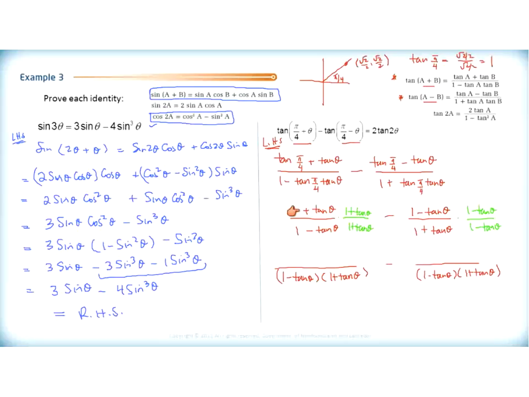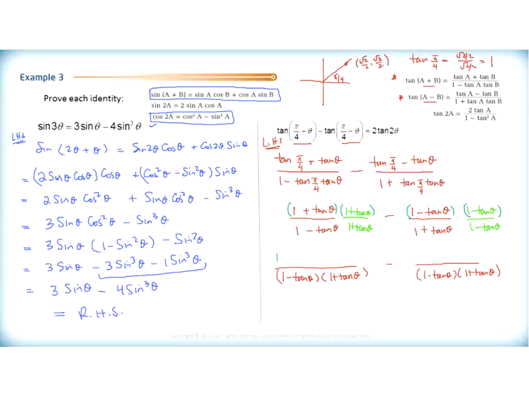Let's do this. 1 plus tan times 1 minus tan. Let me put brackets around that so we realize that we have to use the distributive property to do this. I got 1 plus tan times 1 plus tan, and I got a 1 minus tan times 1 minus tan. Sorry. Okay.